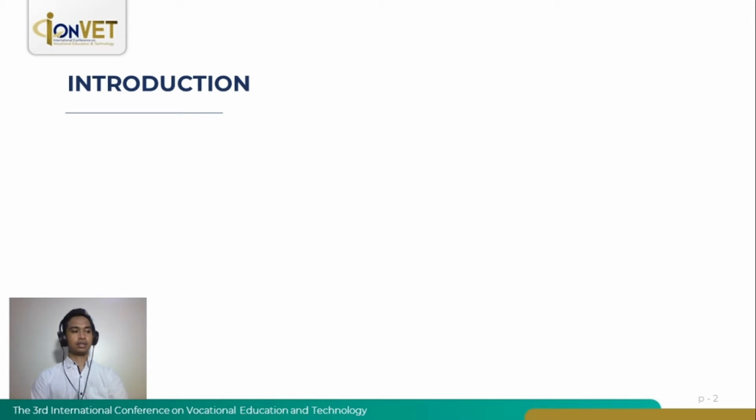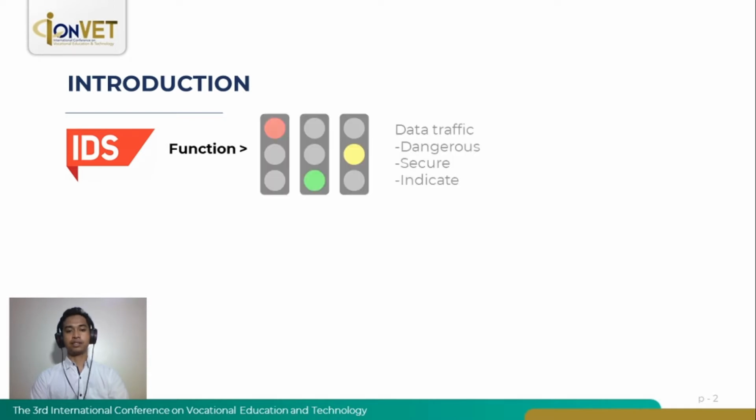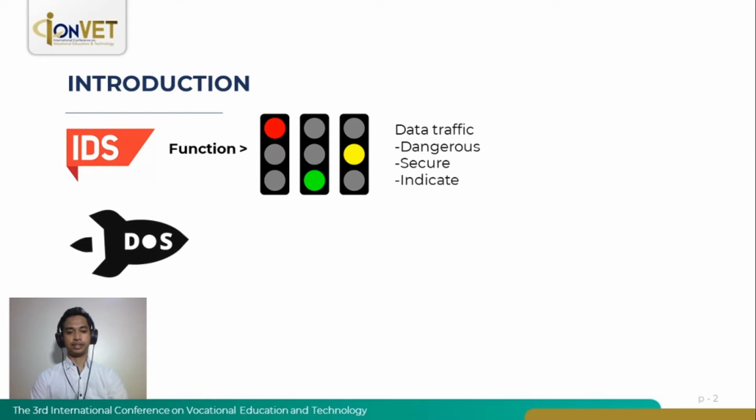First, I will explain about IDS. IDS, or intrusion detection system, is the process of analyzing and monitoring to detect signs of security problems. IDS has a function to determine whether the data traffic is dangerous, secure, or indicated.